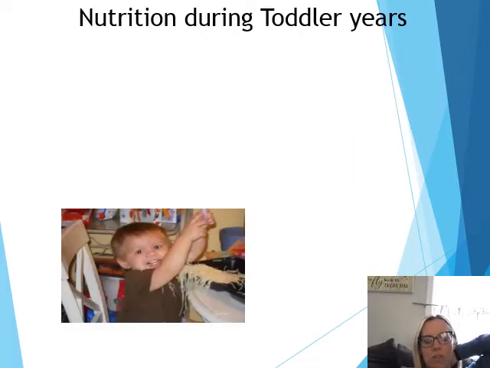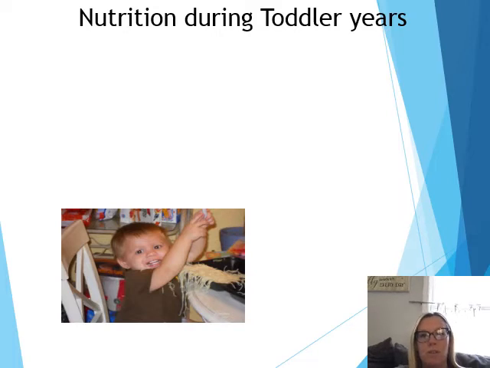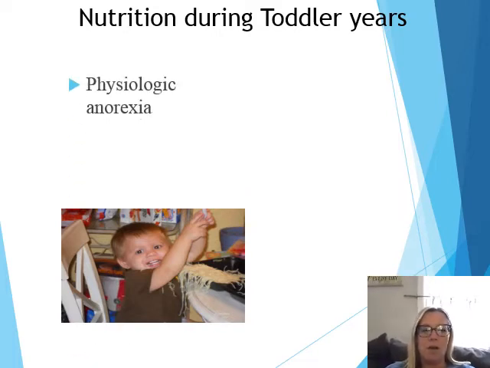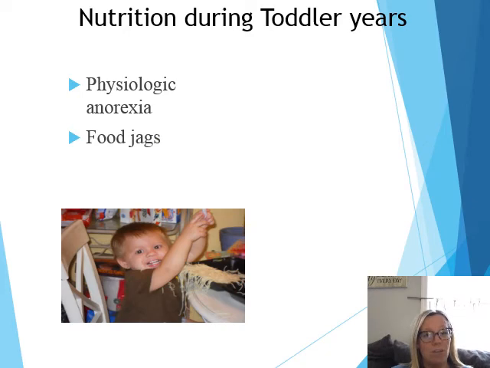Okay, nutrition during the toddler years. We talked a little bit about physiologic anorexia, which occurs at around 12 to 18 months as the growth rate slows. So there are decreased calories and proteins and fluids that are needed. They may also have food jags, which is where they eat a certain food for days on end, such as macaroni and cheese. Same thing every day, every day, every day, and then all of a sudden, nope, we're done with that.